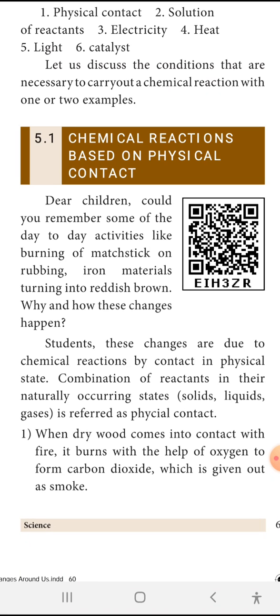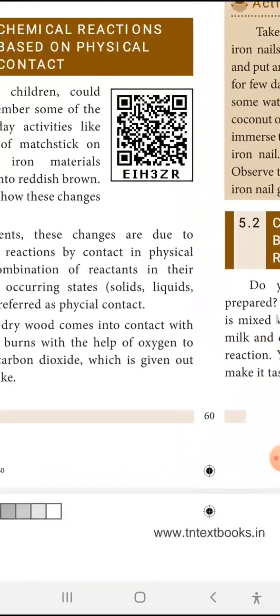Physical contact: the iron which is turning into rust, reddish brown. Only when you expose the iron to air, it gets oxygen from the air and turns to rust. Students, these changes are due to chemical reactions by contact in physical state. Combination of reactants in their naturally occurring states, solids, liquids, gases, is referred to as physical contact.